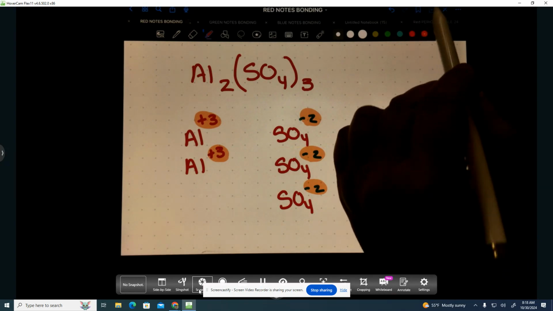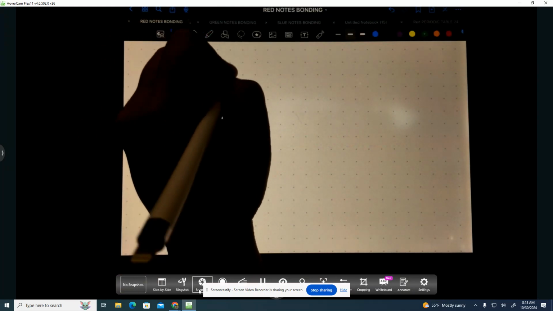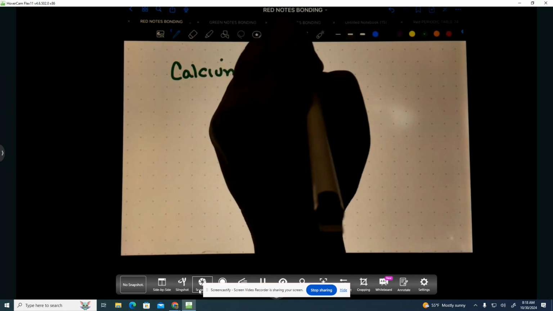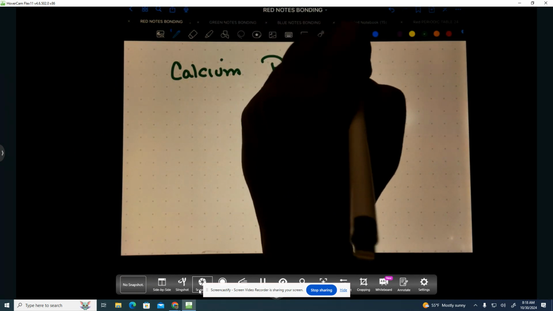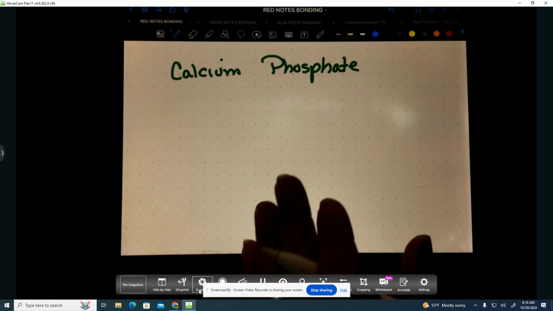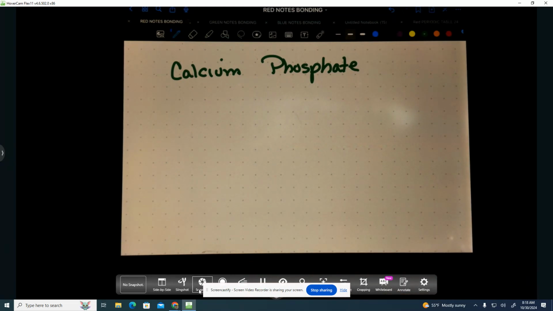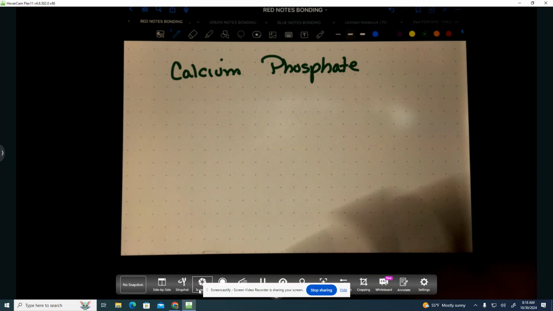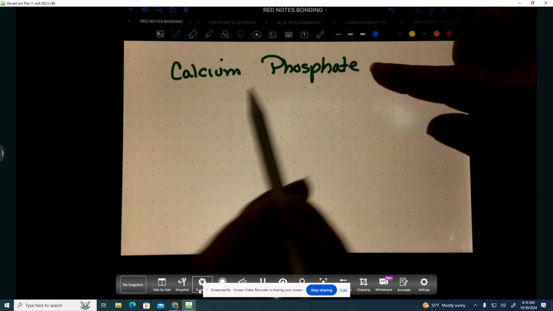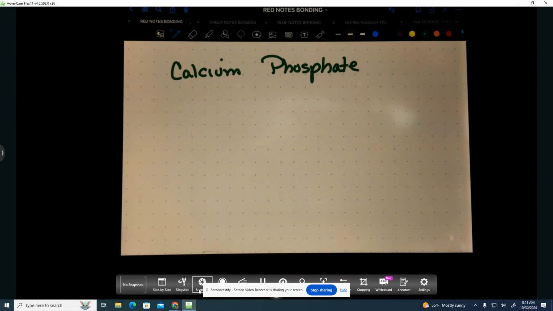Okay, here's another one. Calcium phosphate. Okay, so let's say you're given this. First thing you ask yourself, is it ionic or is it covalent? Well, no, don't ask yourself that. Is this a binary or a ternary compound? And how do you know?